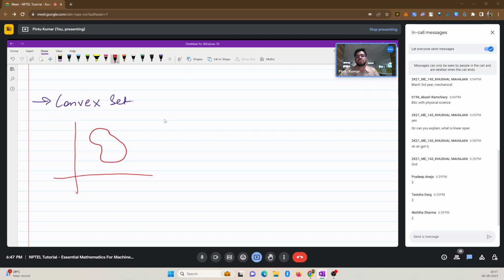What is meant by a convex set is that if you take any 2 points inside that particular set, then the line joining those 2 points must also be inside that set. Those kinds of sets are called convex sets. If you look at this example, if you take a point here and a point here and draw a line joining them, you can see that the line has gone outside the set. So this is not a convex set.